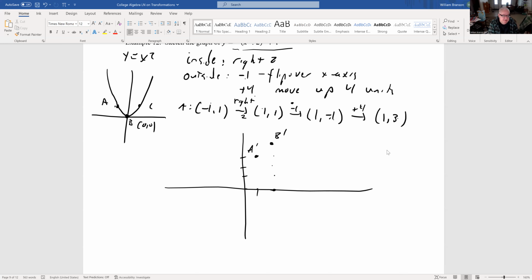And what about C? C is 1, 1. Where does that go? Well, if we start at 1, 1, move it right 2 units would take us to 3, 1. Flip it over the x-axis would take us down to -1, and then we add 4 to that, 1, 2, 3, 4, and that takes us up to here. So C prime ends up being 3, 3. And then we can just draw in the parabola, because once we know where those 3 points go, the rest of the parabola just sort of gets dragged along with it.